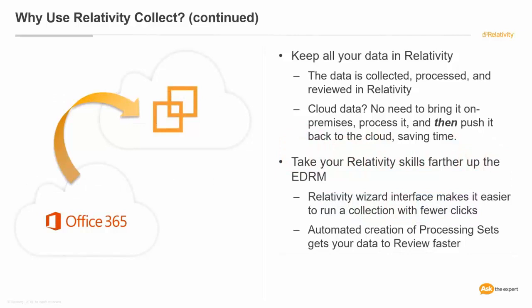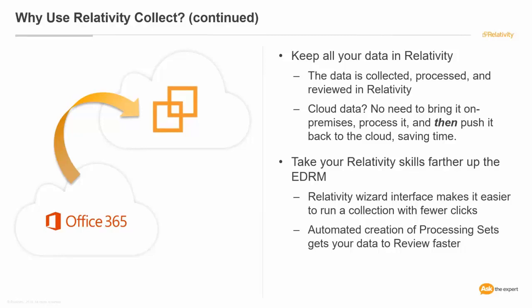Other reasons why you'd want to use Relativity Collect, one of the biggest is that when you're doing your collections, the collection remains in the cloud. We're moving data from Office 365 directly into RelativityOne. So your data the entire time, during collection, into processing, review, all remains in RelativityOne in one location. There's no need to pull collections down locally for processing. You're not pushing data back up into the cloud. You're really eliminating any of those steps that previously you may have had to do in order to get data to the point that it's actually ready for review.